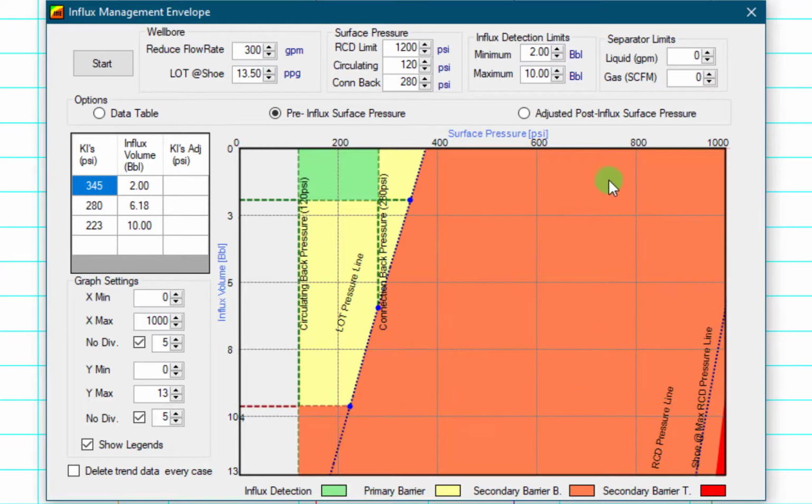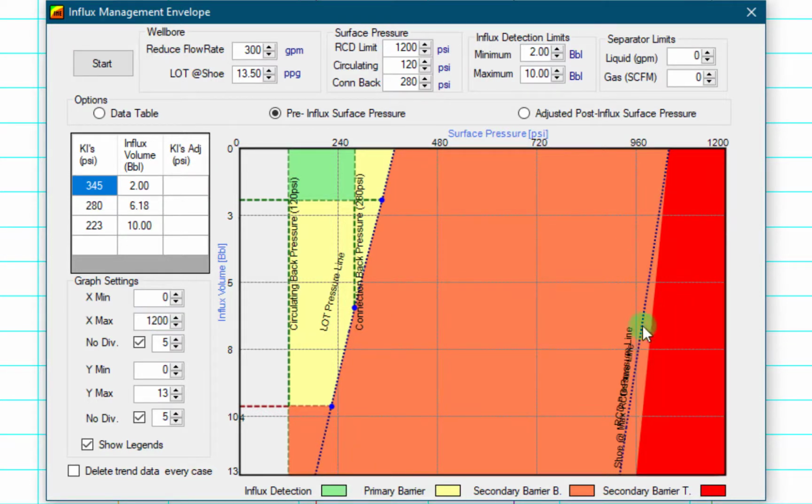When we get to the orange zone, in this case we're in the secondary barrier at bottom, meaning if we continue our operations as is with the orange zone, we will most likely fracture the shoe. And the red zone here, if we increase this value, we'll see more of the red zone.